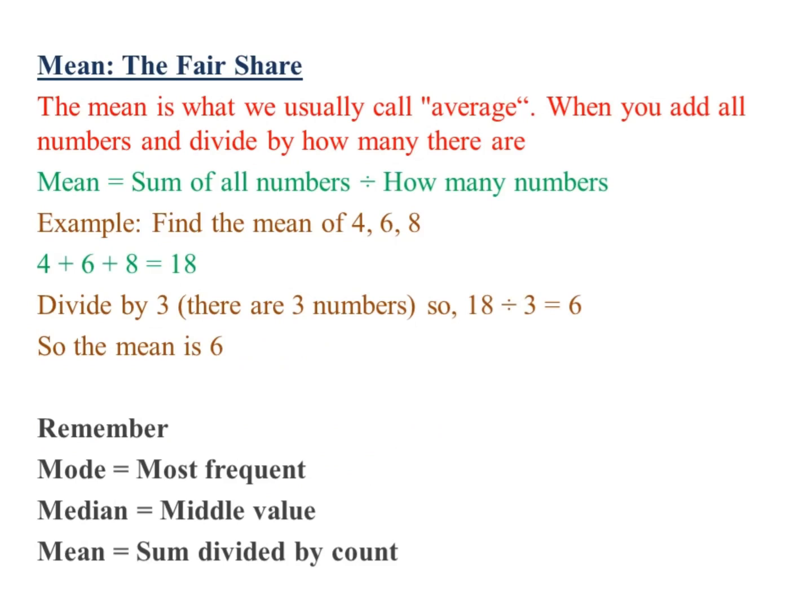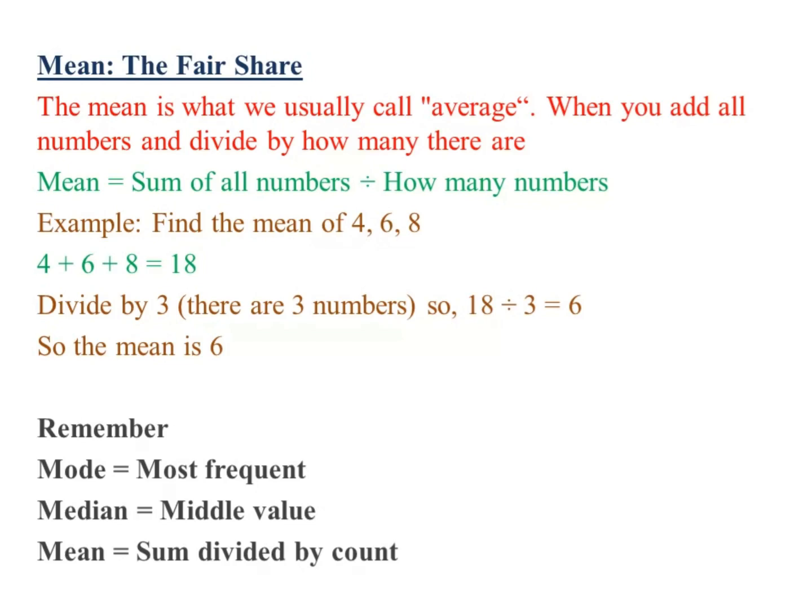So kids, let's jump into the mean. The mean means fair share. We usually call the mean the average. The average can be calculated by adding all numbers and dividing the sum of the numbers by the number of numbers. So the equation can be written as mean equals the sum of all numbers divided by how many numbers.